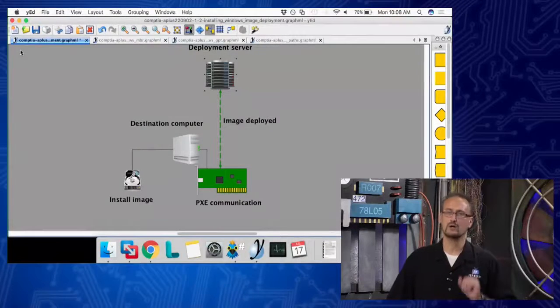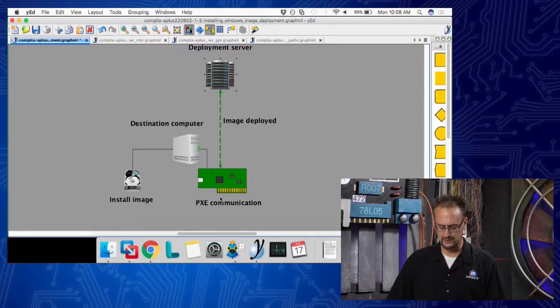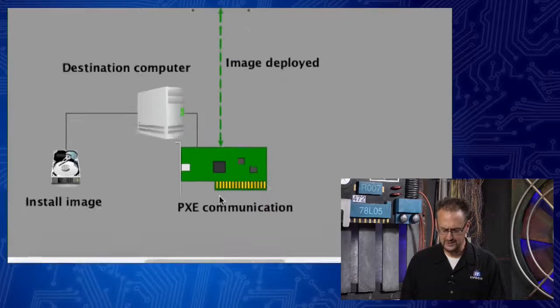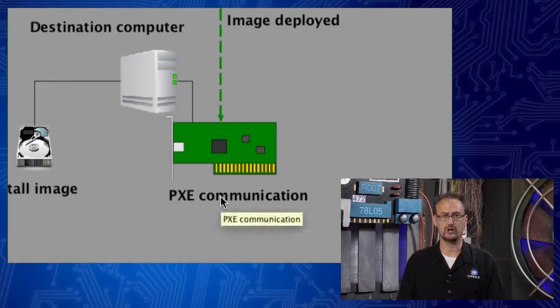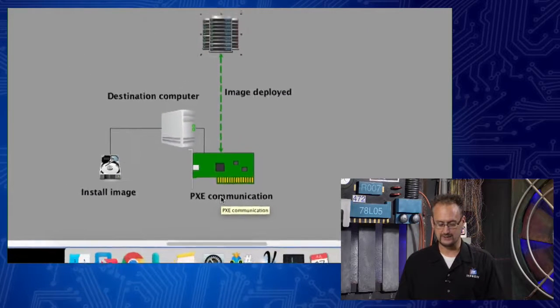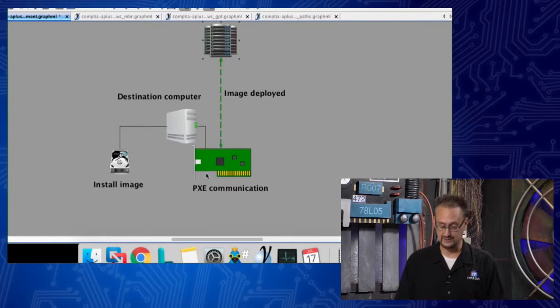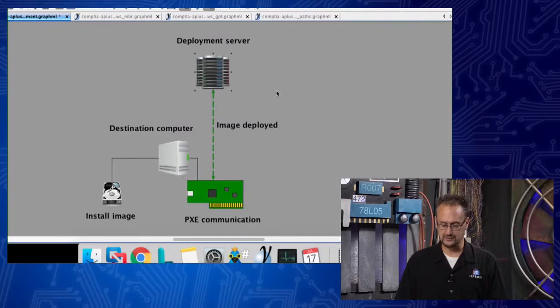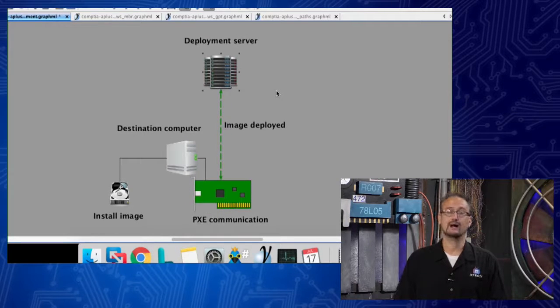So I got a little diagram here and I'm just going to recap. Remember, one of the things that we showed you is deploying an image from an image server. Keep in mind that what happens is that we have essentially a PXE communication that goes on. We don't even have an operating system. The network adapter, through the BIOS or UEFI, calls out to the network and says, hey, I need an operating system. Anybody out there got one?